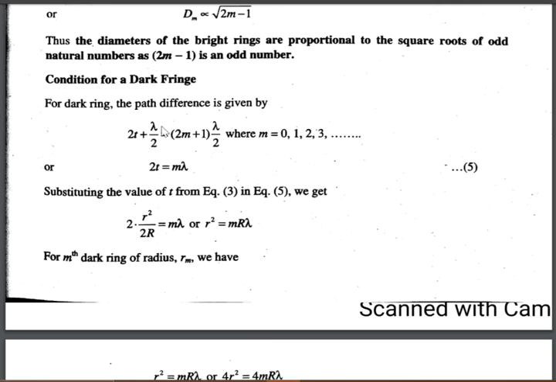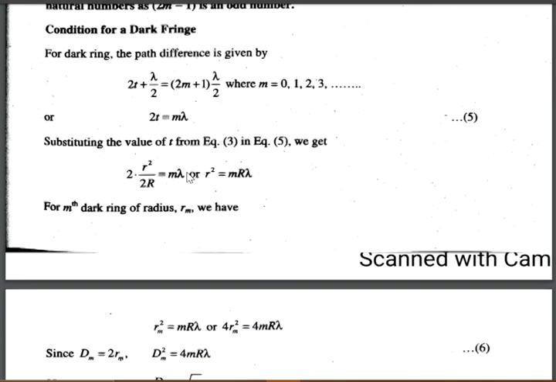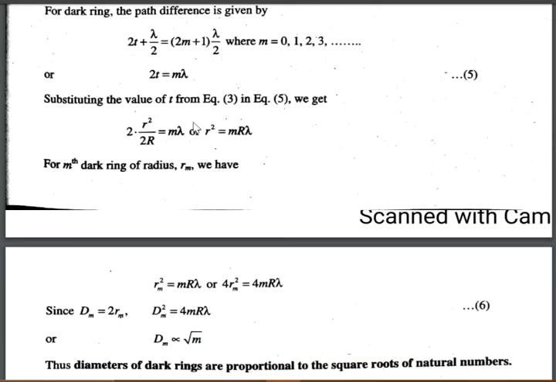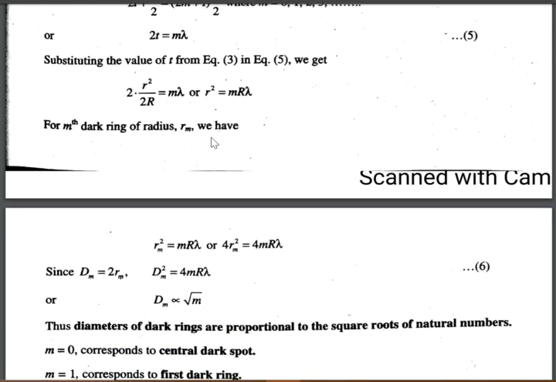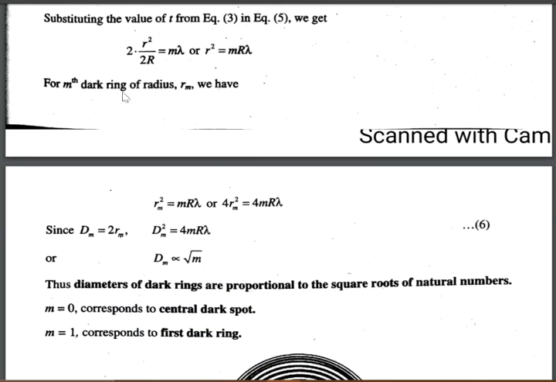For dark fringes, 2t plus lambda by 2 must be (2m plus 1) into lambda by 2, where m is an integer. So cancel lambda by 2 on both sides, and 2 and 2 get cancelled. You will get 2t is equal to m lambda. Substituting the value of t from equation 3 in equation 5, we get 2 into t, which is r square by 2R, equal to m lambda. So r square is equal to m R lambda.